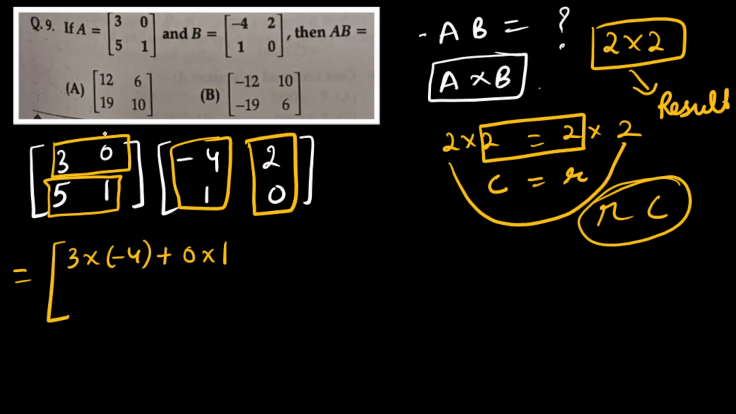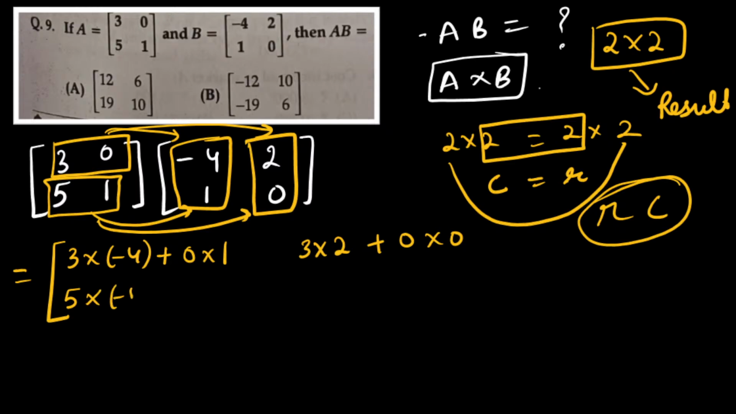Then again this one, first I used this with this, now this one I'll use with the second column. So 3 into 2, first with first, plus 0 into 0. Now this one I'll use with this one, and then this one I'll use with this one also. So first element I have to multiply with first element, then second element with second element. Then first element 5 into 2 plus 1 into 0. I hope this is clear.